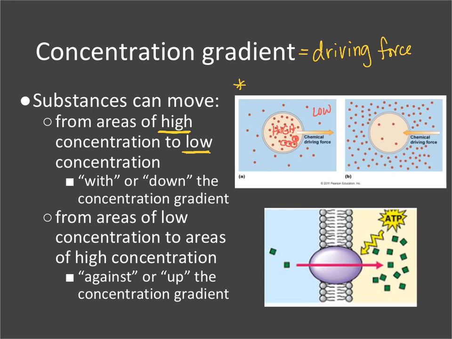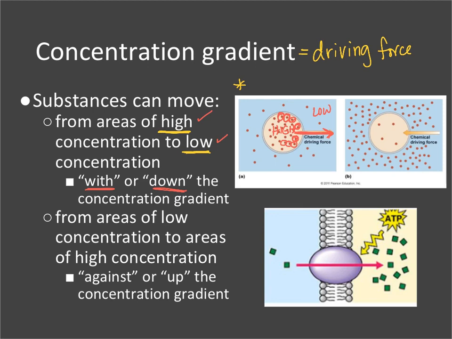This is kind of like if I were to drop a whole bunch of bouncy balls in one area. The bouncy balls aren't going to stay in that area. They're going to start bouncing away from each other. And as these molecules start to move from the high concentration area to the low concentration area, we say that they are moving down or with the concentration gradient. So it means that they're going from high to low.